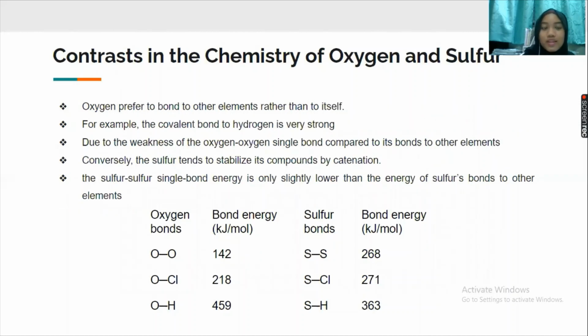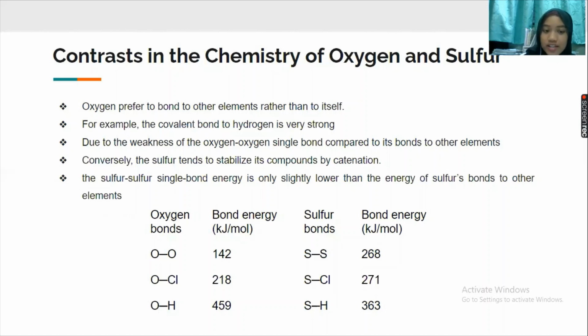Next, oxygen prefers to bond to other elements rather than to itself. For example, the covalent bond to hydrogen is very strong due to the weakness of the oxygen-oxygen single bond compared to its bond to other elements. Conversely, sulfur tends to stabilize its compounds by catenation. The sulfur-sulfur single bond energy is only slightly lower than the energy of sulfur's bond to other elements.